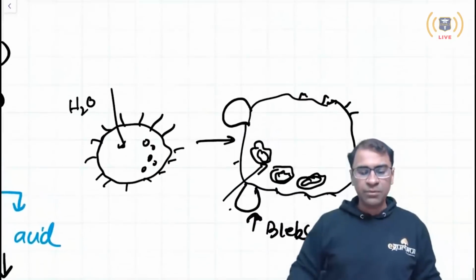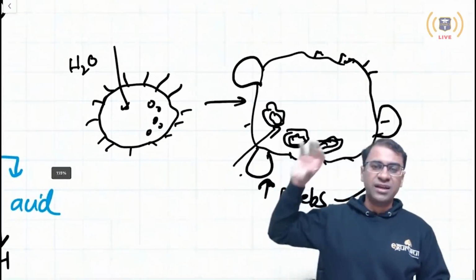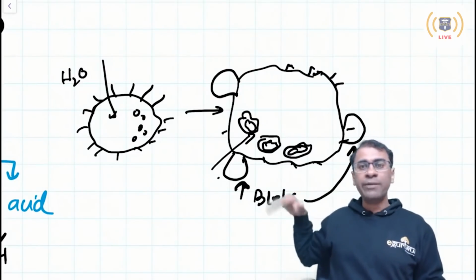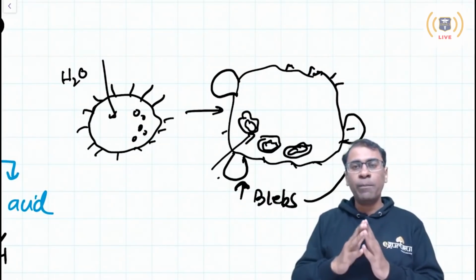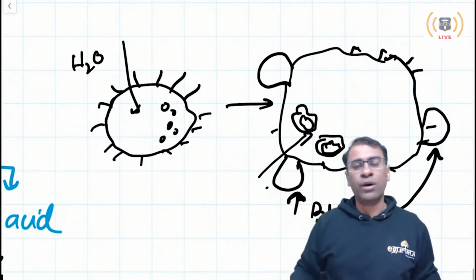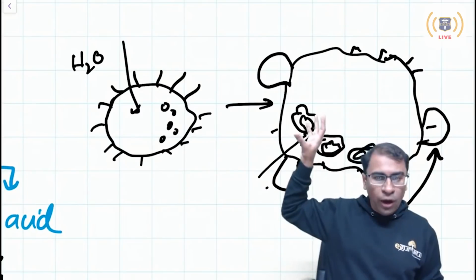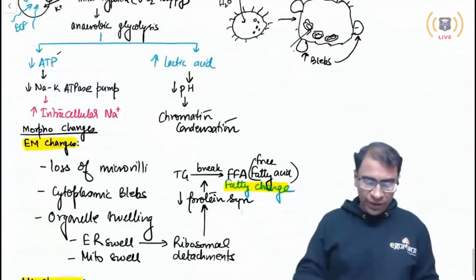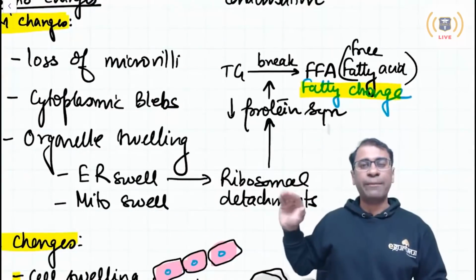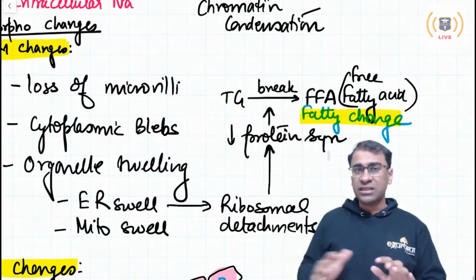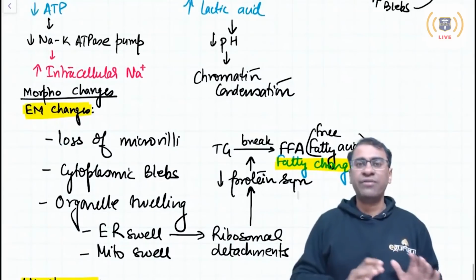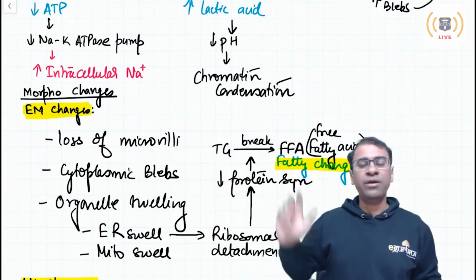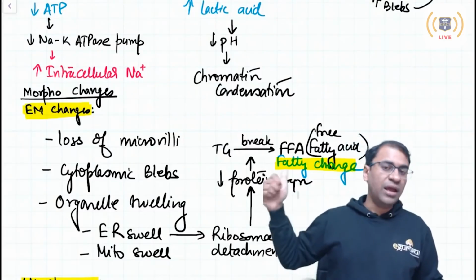So there are some EM findings here. First of them, when the water moves inside, cell swelling occurs. This causes loss of microvilli on the surface, and to accumulate more water, the cell develops some cytoplasmic blebs. These blebs will accumulate more and more water. When the water moves inside, the organelles also start swelling. The two important ones are mitochondria and ER. When the ER swells up, it will cause ribosomes to detach. The protein will decrease. The cell already is in a state of less ATP. Less protein should now be dealt with by breaking the triglycerides to form free fatty acids. It is called fatty change.